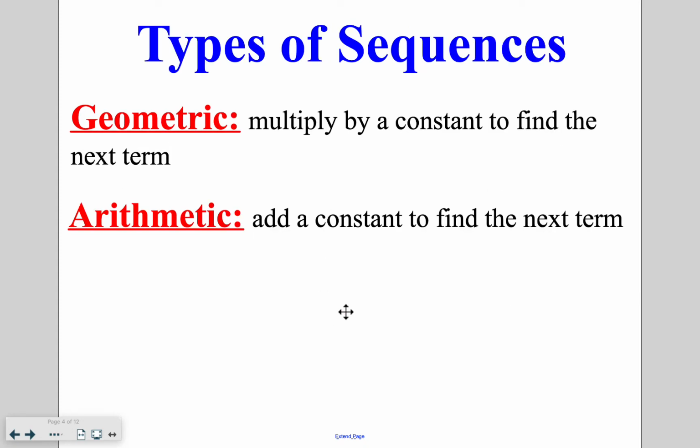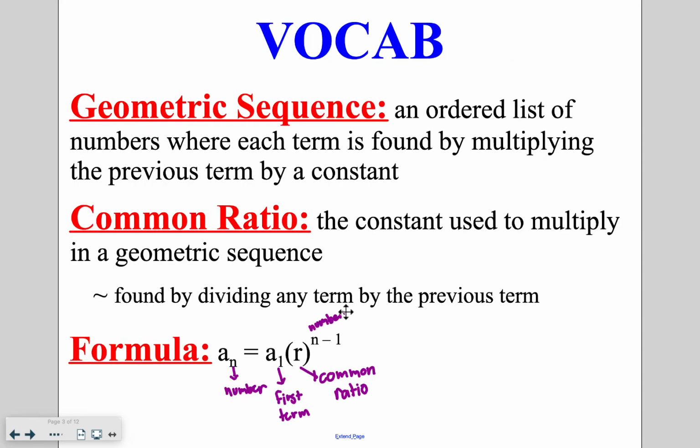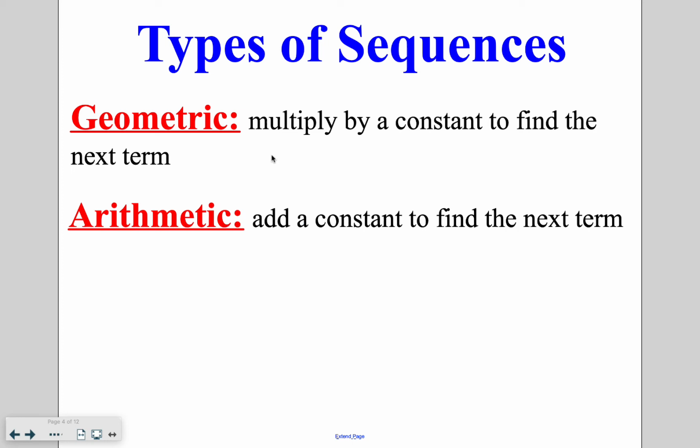So there are two different types of sequences. The one we're talking about right now is geometric, which is that exponential function model, because there's that n in the exponent. The other type, which we looked at earlier in the year, was arithmetic sequences, and that was when we were finding things by adding or subtracting to get to the next term.